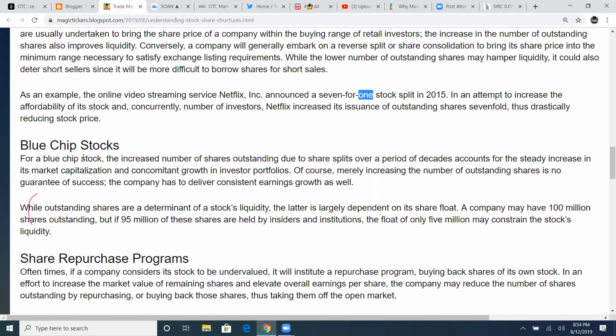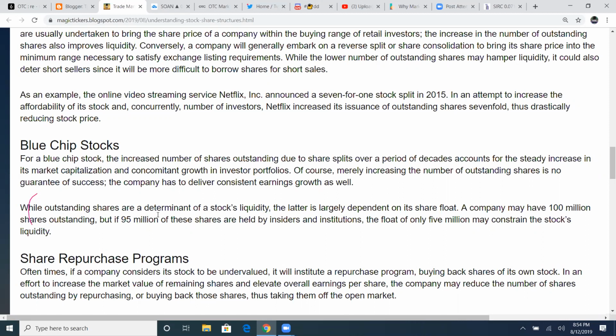So blue chip stocks. For blue chip stocks, the increased number of shares outstanding due to share splits over a period of decades accounts for the steady increase in its market capitalization and concomitant growth in investor portfolios. Of course, merely increasing the number of outstanding shares is no guarantee of success. The company has to deliver consistent earnings growth as well.